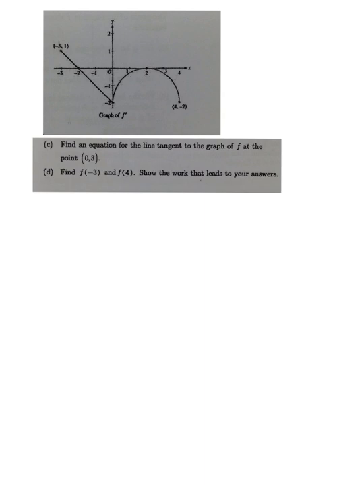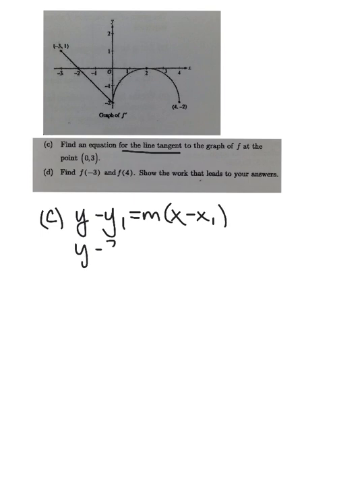Part C is asking you to find the equation for a tangent line. So right away, let's think, well, if they want the equation of a line, that must be y minus y1 equals m times x minus x1. Now they give you a point, so let's go ahead and plug in those values for x1 and y1. And so then the only thing we really need is the slope, right? And we want the line tangent to the graph of f, so slope is derivative, and it's at x equals 0.